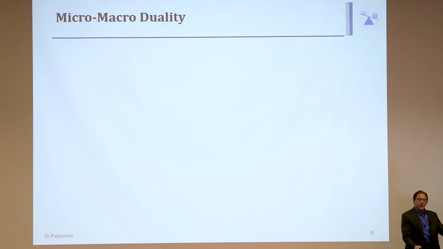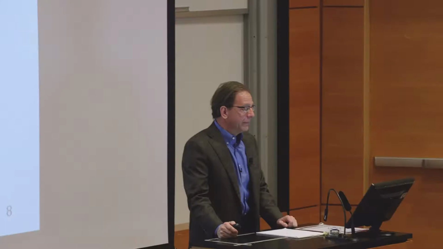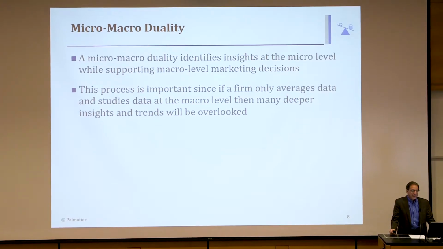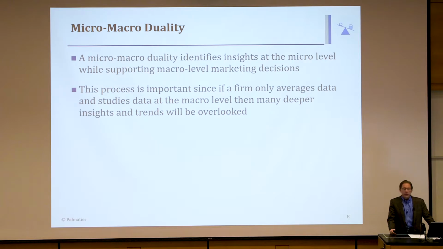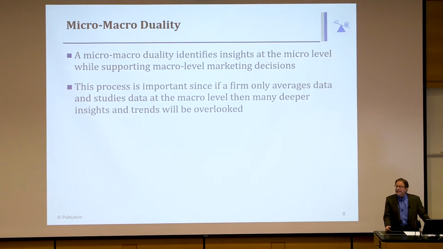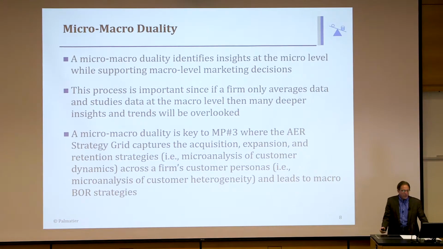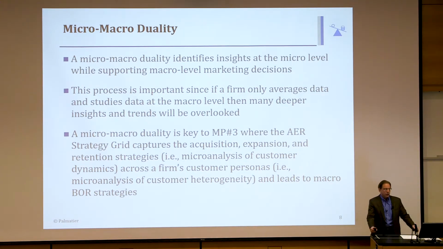We also want to talk a little bit more about this micro-macro duality. It identifies insights at the micro level but supports macro-level decision-making. It's important because if a firm only averages everything, they're going to miss many deep insights. You need to look at things at a detailed level. So the micro-macro duality is really key to market principle 3.